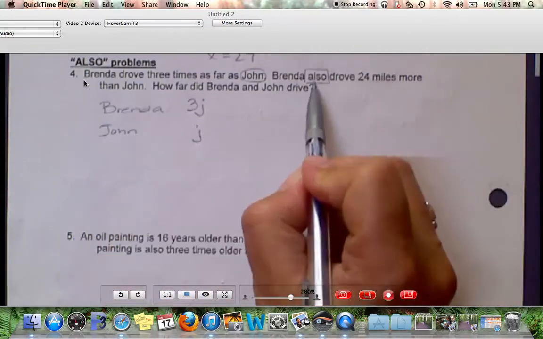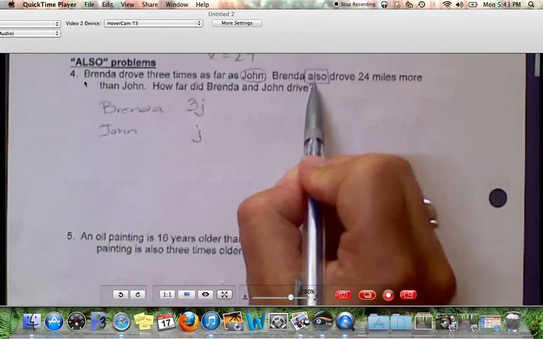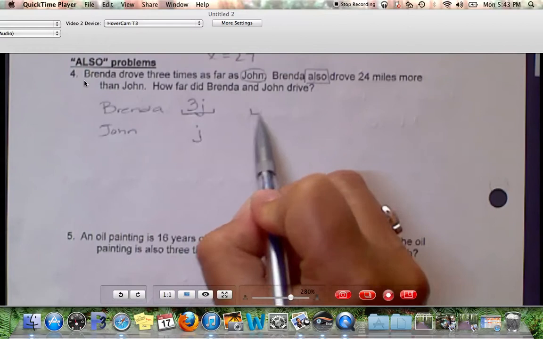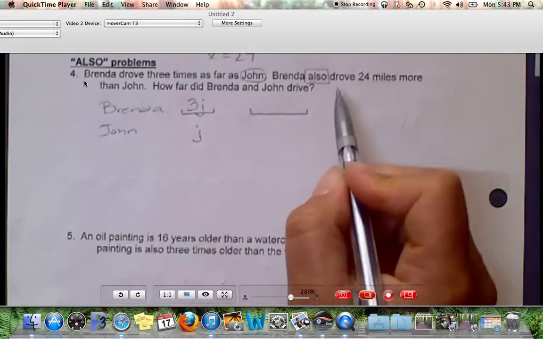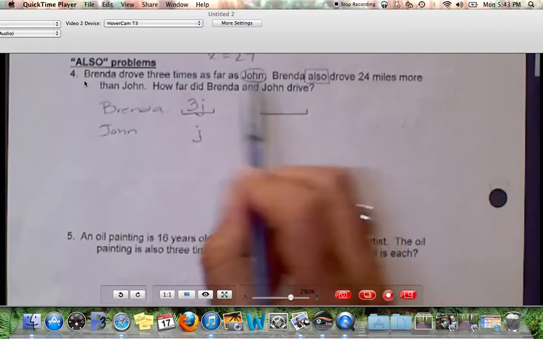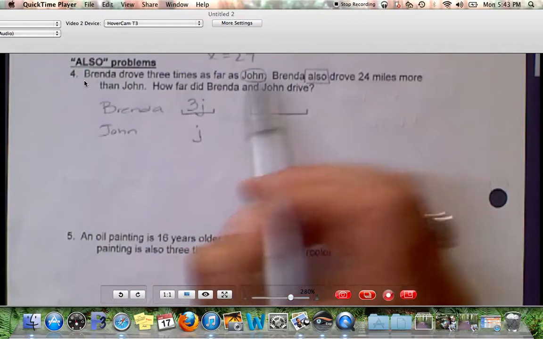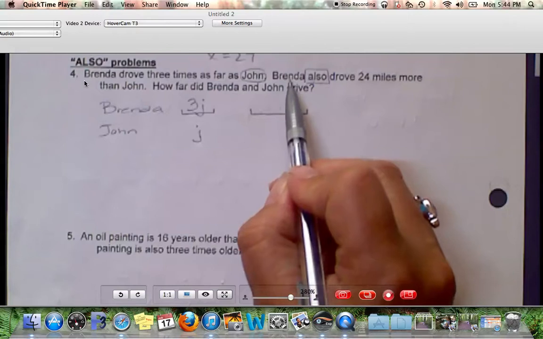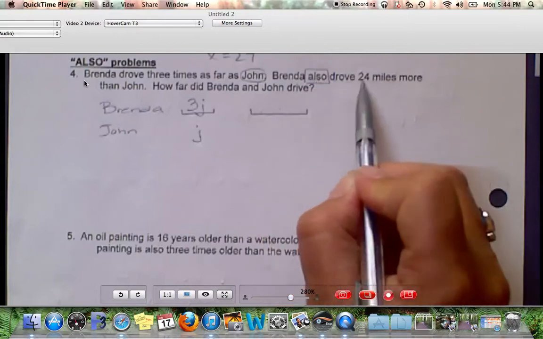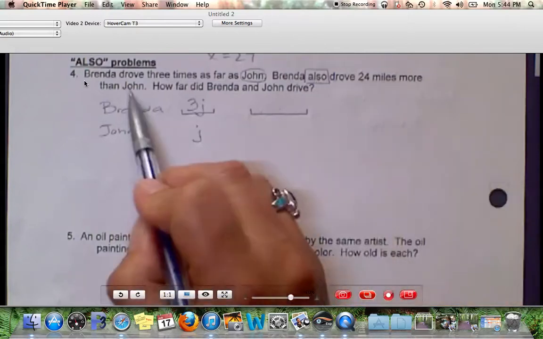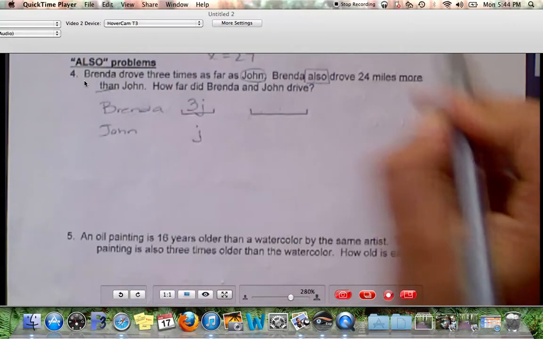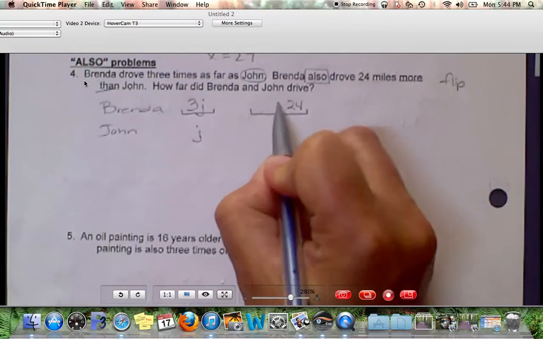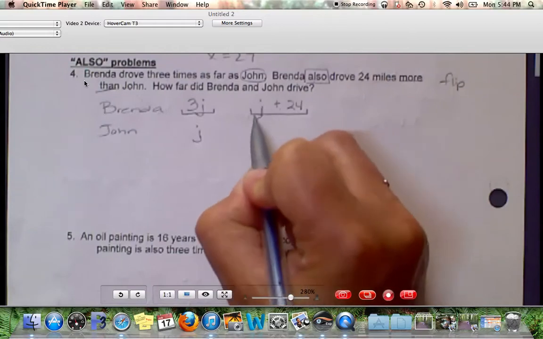So as soon as you see that word also, you realize that they've given us one statement for Brenda, and they're also going to give us a second statement for Brenda. These are two separate statements. The first one's based on this first sentence here. The second statement is based on this sentence. Brenda also drove 24 miles more than John. So more than means we flip it. So 24 miles more than John, J.